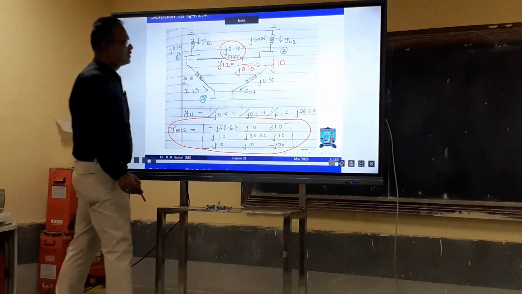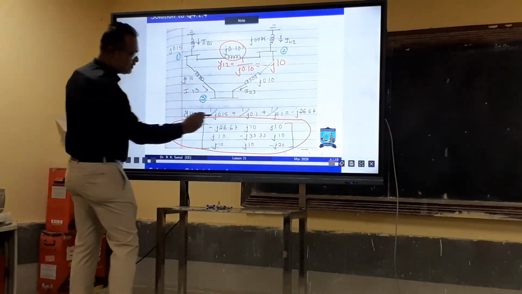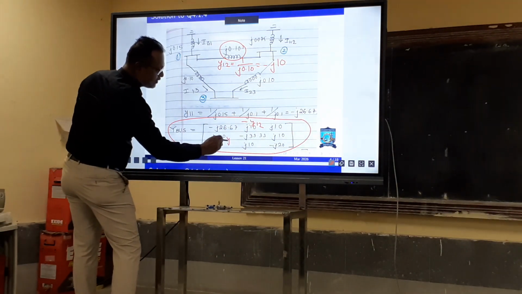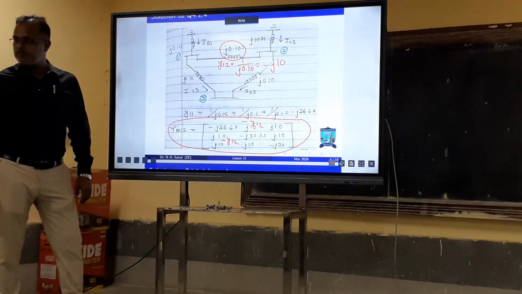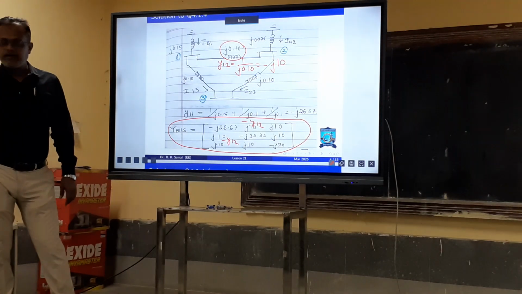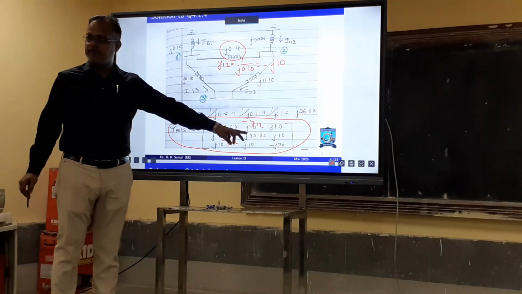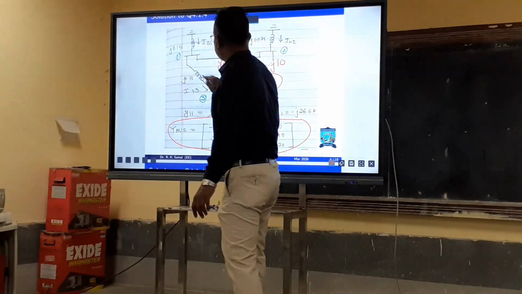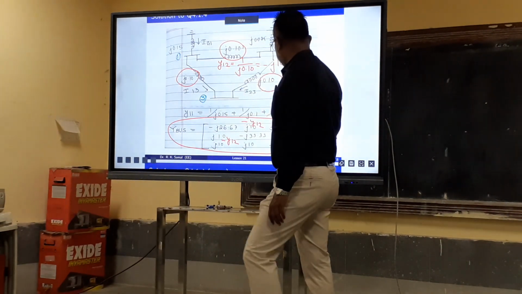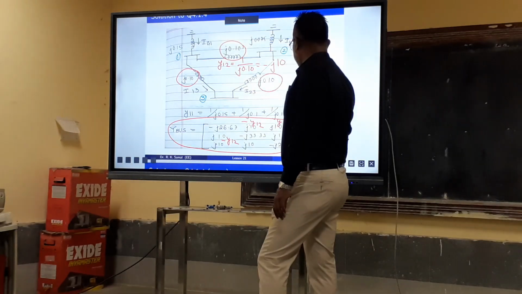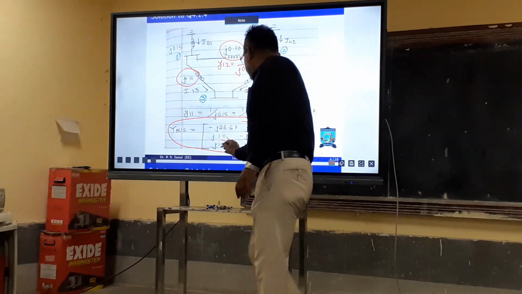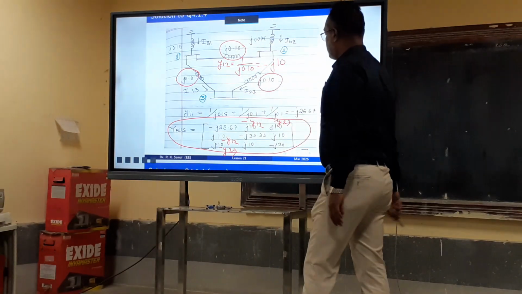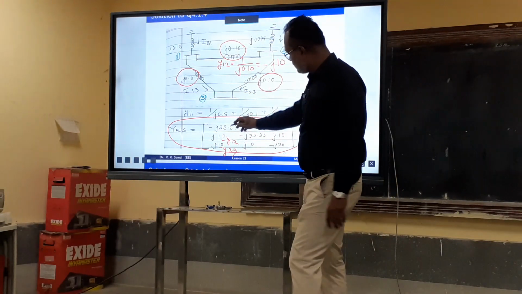You know this is minus y12 and this is also minus y12. That is the principle of formation of Y bus. That's why this is J10. Similarly, all are the same. Therefore, this is y23, minus y23, and this is minus y23. And what about this?